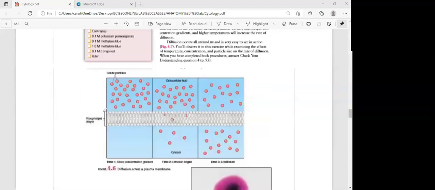Okay, this is the cell membrane right here. That's the cell membrane. And if you look over here, we say high to low, right? High to low. So let's take a look here. Let's say you have these red tomatoes. You have a whole bunch of red tomatoes in here, and you have no red tomatoes in here. And we said it always moves from high to low.